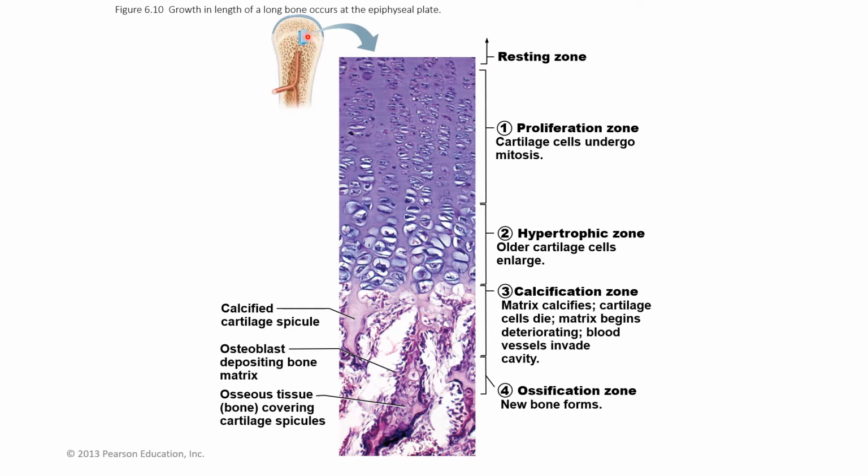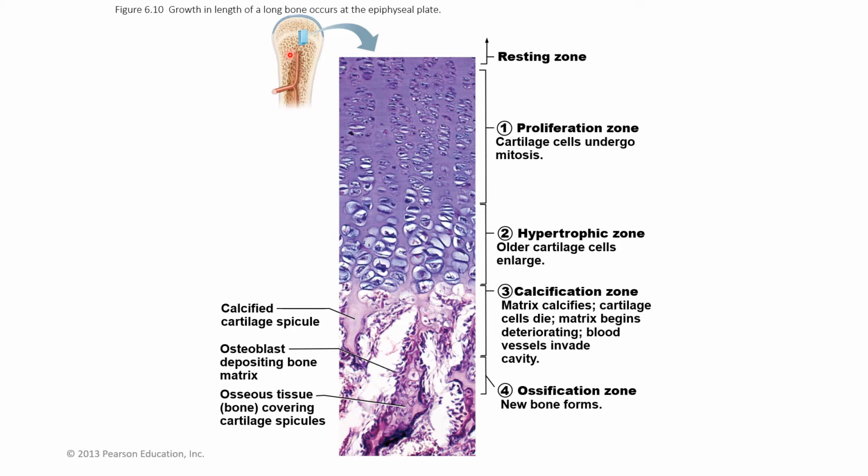If we zoom in on the piece of cartilage that we have right here, this is how it looks. It's divided into several zones. Up at the top, we call it the resting zone, proliferation zone, hypertrophic zone, calcification zone, and ossification zone. Again, this whole piece of cartilage is right here. Above it, there is spongy bone, and below it, there is spongy bone.